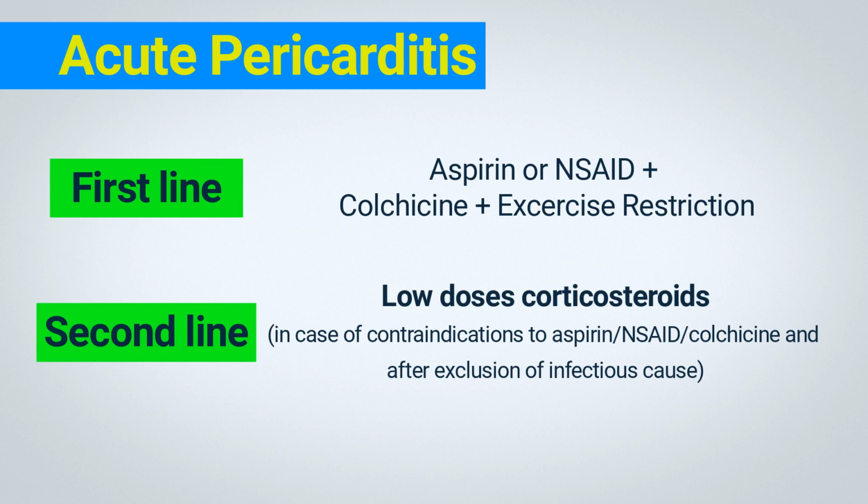In some cases, acute pericarditis can lead to complications such as pericardial effusion, where excess fluid builds up in the pericardial cavity, or constricted pericarditis, where the pericardium becomes rigid and restricts heart function. These complications may require further interventions such as pericardiocentesis or pericardectomy.